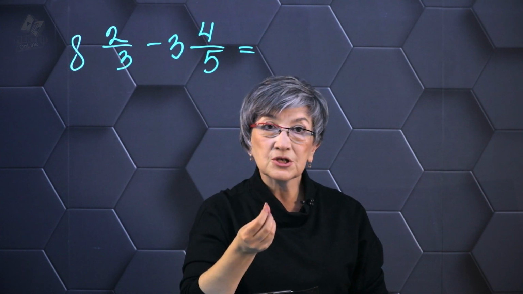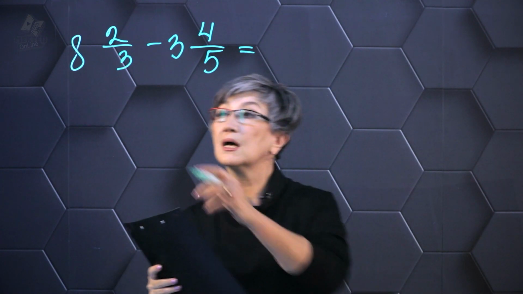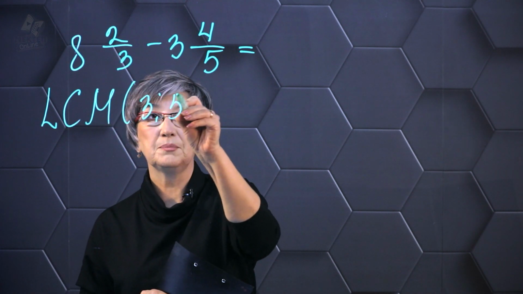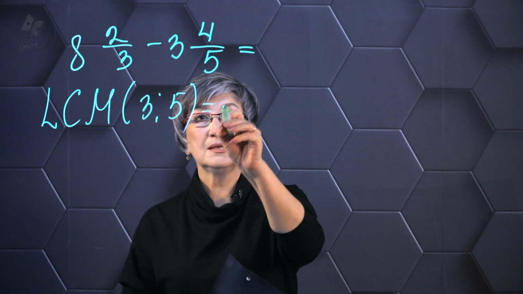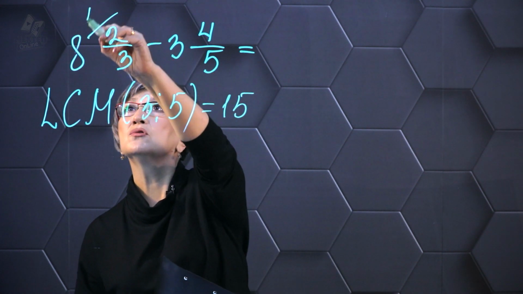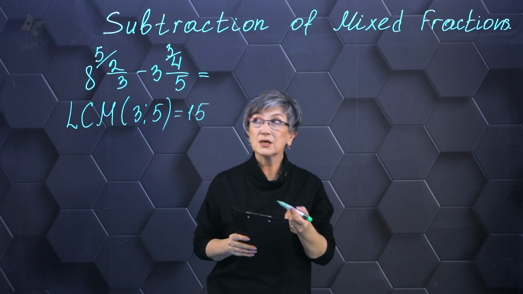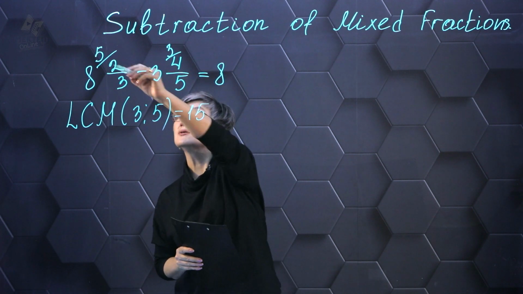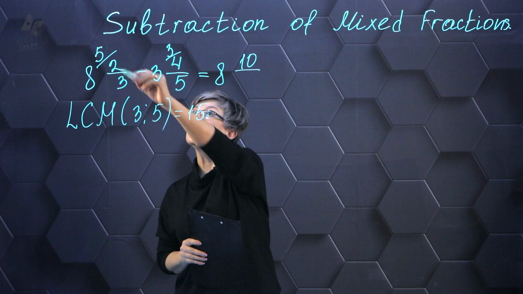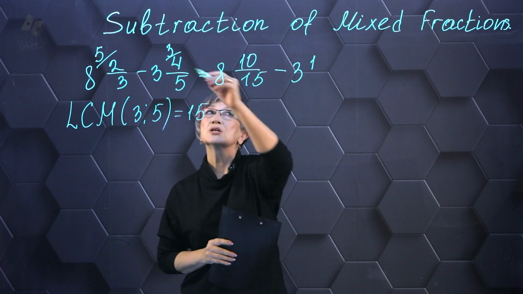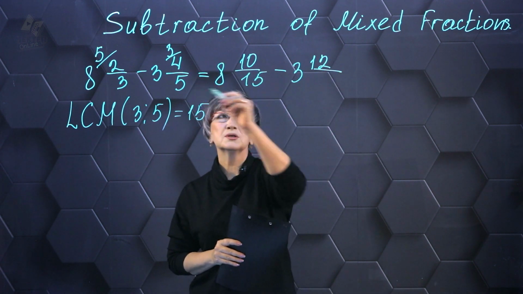Pay attention to the denominator. The denominators are different. We need to make the denominator the same. The least common multiple for the numbers 3 and 5, you already know it very well, is 15. The additional multipliers are 5 and 3. What is the result? 8 whole numbers, 5 times 2, that's 10, 5 times 3, that's 15. Minus 3 whole, 3 times 4, that's 12, 3 times 5, that's 15.